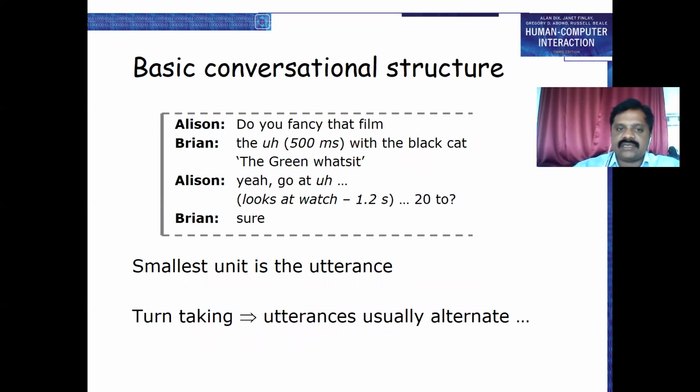Basic conversation structure. The conversation structure is nothing but this: suppose in a conversation you have two persons. First, one person is the speaker and the other is the listener. Next, the listener is going to speak and the speaker is going to listen. Alternately, they will speak and listen. So this is a basic conversation structure.